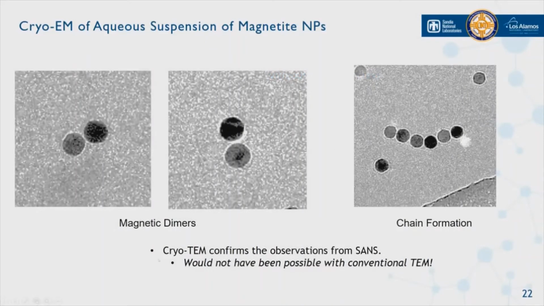So this is an example where cryo-TEM has confirmed the observations from ensemble scattering techniques, and the thing to understand here is that this would not have been possible with conventional TEM.